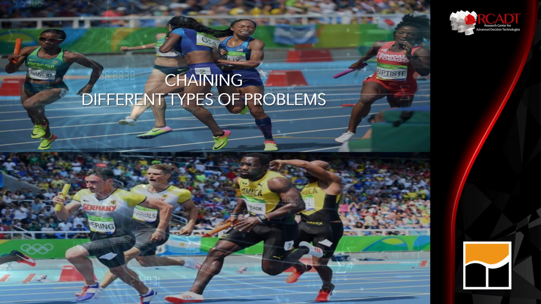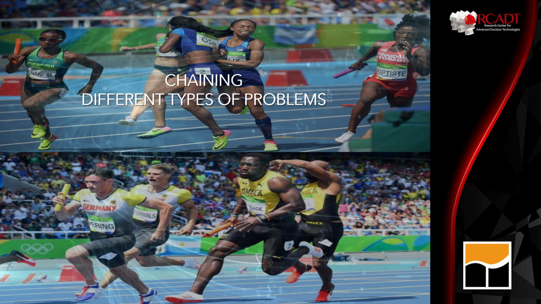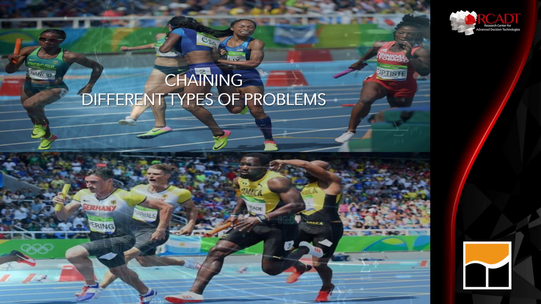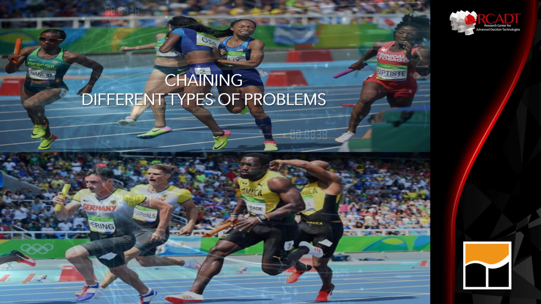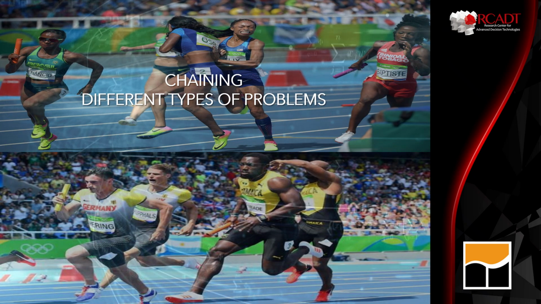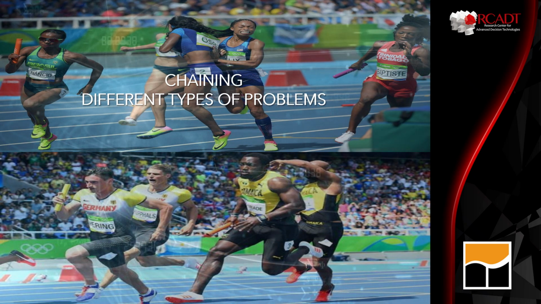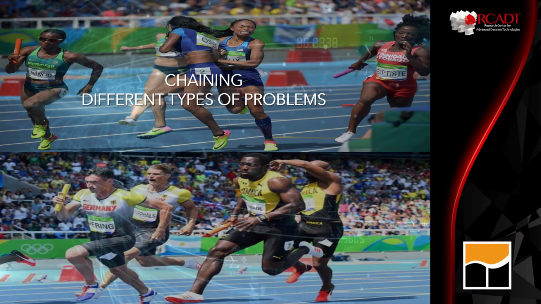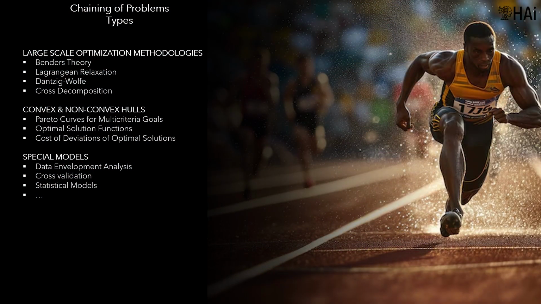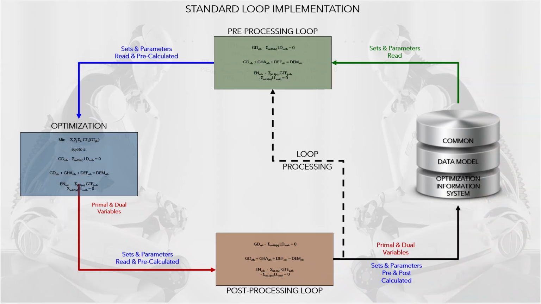Chaining different types of problems. This topic is of great interest considering that mathematical programming in Industry 4.0 must be based on parallel optimization, which implies the chaining of multiple problems, using the concept of partition and decomposition of large problems. The types of problem chaining can be classified into: first, large-scale optimization methodologies, like Benders' theory, Lagrangian relaxation, Dantzig-Wolfe, and cross-decomposition, and their variations. The standard loop implementation is shown in the image.